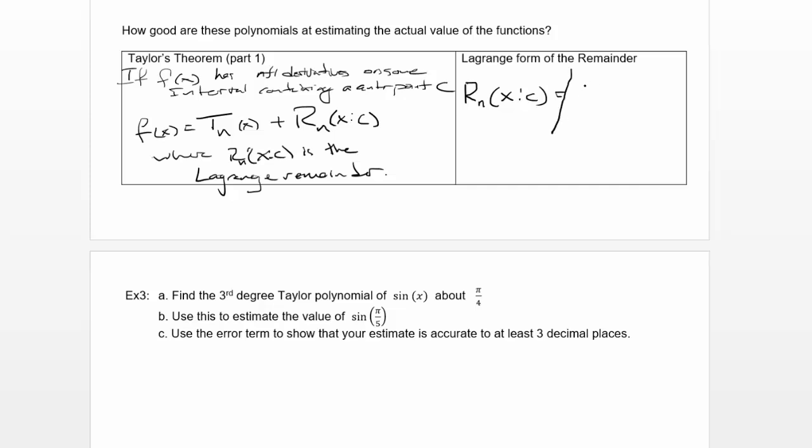It's at most the absolute value of the n plus first derivative of some other value, we'll call it z, over n plus 1 factorial, times x minus the center to the n plus first power, all in absolute value. Note that this has a very similar structure to what the next term in the Taylor polynomial would be. Only what's odd is that there's this z in here now instead of the center term, where z is some number that's between the value of x you're approximating at and the center.